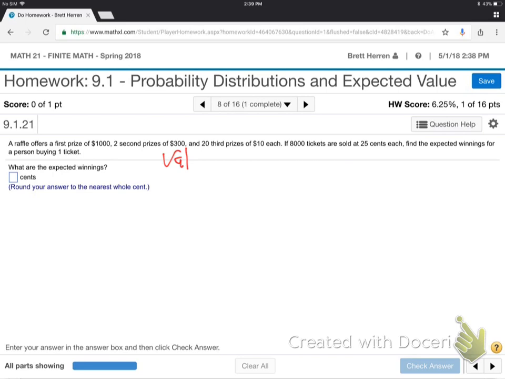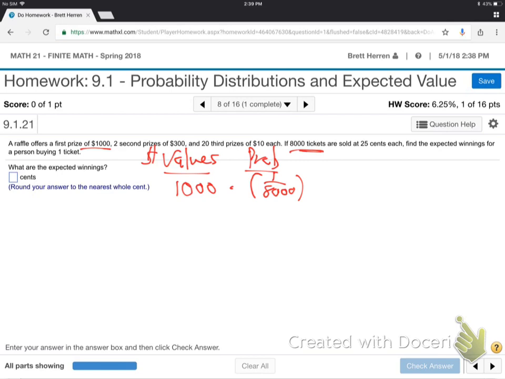So what are the various monetary values, and the probabilities of each of those? Ooh, we're about 5 minutes. We've got to move here. Maybe I better lay this out quick. So, one first prize of $1,000. You could win $1,000. What's the probability of that? 1 out of 8,000, right? 8,000 tickets are sold.